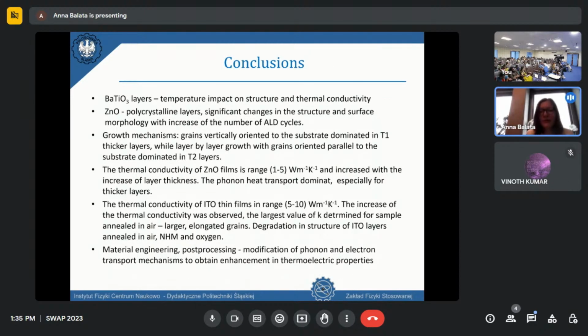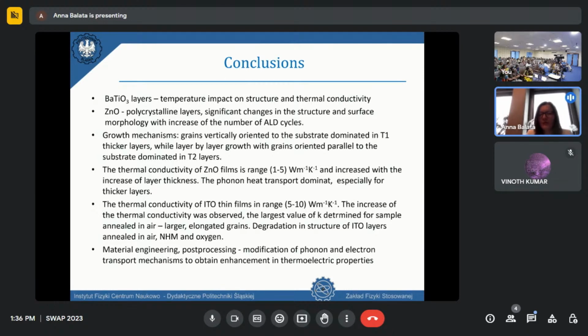And finally, my conclusions. So this was a fundamental study of thermal properties of selected oxide thin films. We can say that barium titanate layers had the lowest thermal conductivity, and we can observe quite a strong temperature impact on the structure and thermal conductivity. In the case of zinc oxide, we had polycrystalline layers, and we could modify the growth mechanisms by applying different substrate temperatures during the deposition cycle.